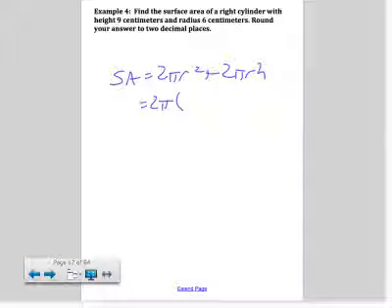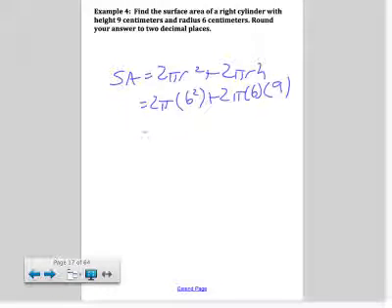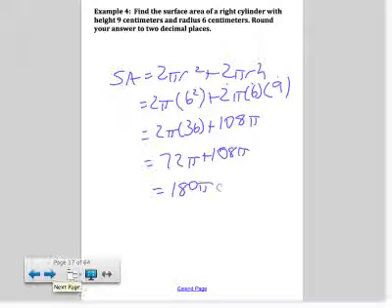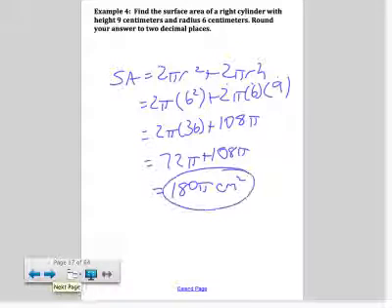But anyway, so 2 pi r squared. The radius is 6, so 6 squared plus 2 pi times 6. And then they told us that the height of the cylinder was 9. So I have 2 pi 36 plus 2 and 6 is 12. 12 and 9 is 108. So I have 72 pi plus 108 pi. 72 and 108 makes 180 pi centimeters squared for the surface area.